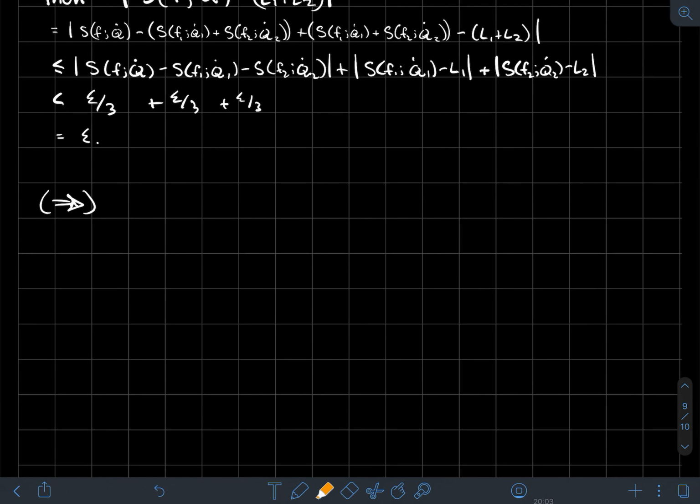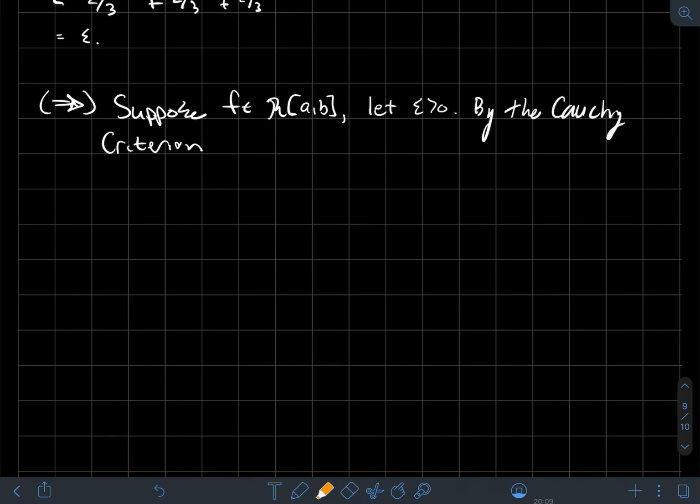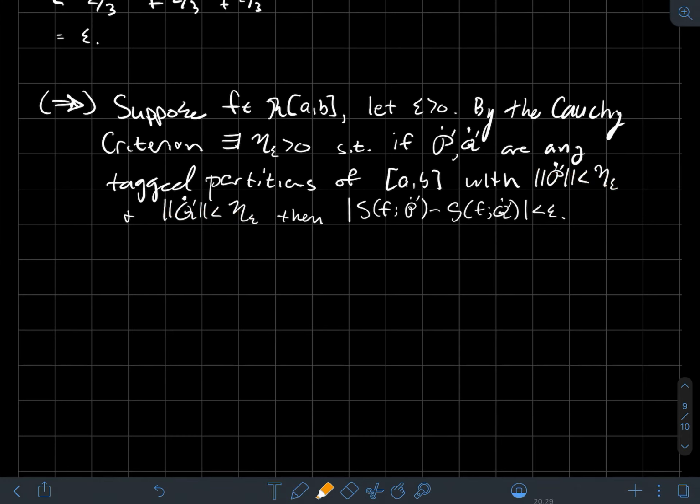That was one direction. The next direction is not as difficult. So suppose that f is Riemann integrable from A to B. Let epsilon be a positive number, not big, should be small probably. By the Cauchy criterion for Riemann integrable functions, there should be some positive number, call it eta sub epsilon, such that if P dot prime and Q dot prime are any tagged partitions of the whole interval from A to B that have a norm less than that eta, then what can we say? I know that the Riemann sum of f over P dot prime should be within epsilon of the Riemann sum of f over Q dot prime. So in other words, if this function is Riemann integrable, it shouldn't really matter. As long as your partitions are small enough in norm, the Riemann sums should be pretty darn close to each other.